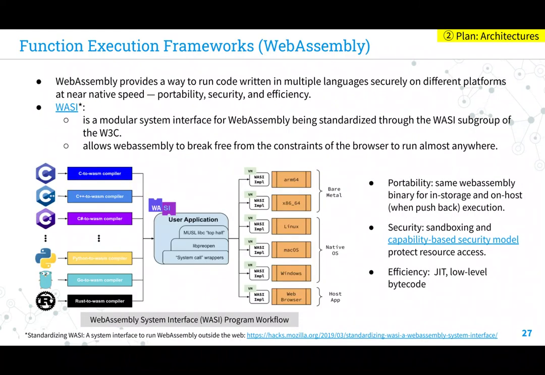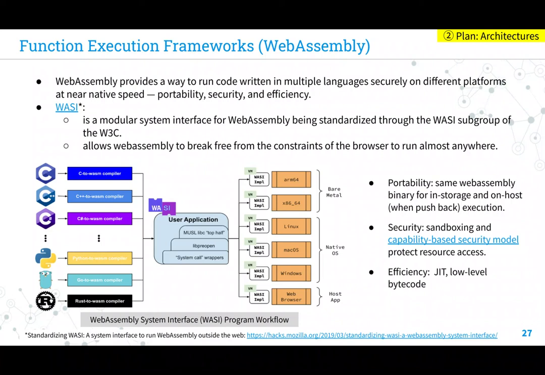So in order to allow the dynamic function to be executed within the storage devices, we would need a function execution framework. There are right now two popular frameworks that would allow customized code or untrusted user code to be running within a sandbox environment. One of them would be the WebAssembly.